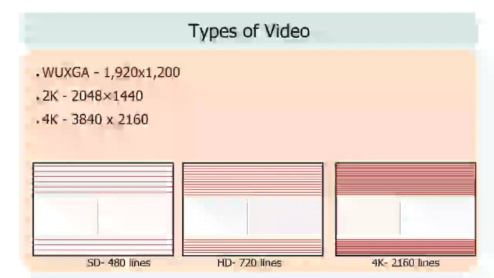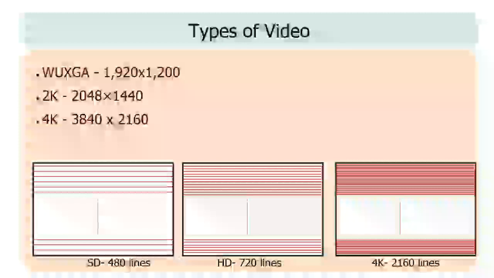There are some more types of videos like WUXGA or 2K or 4K. You can see the resolutions: WUXGA has 1920 x 1200 lines. 2K has 2048 x 1440 lines, and 4K has 3840 x 2160 lines. There are 2160 lines in an image.